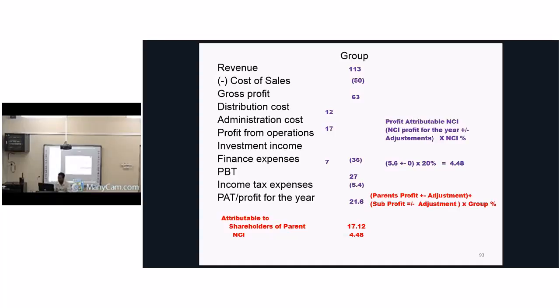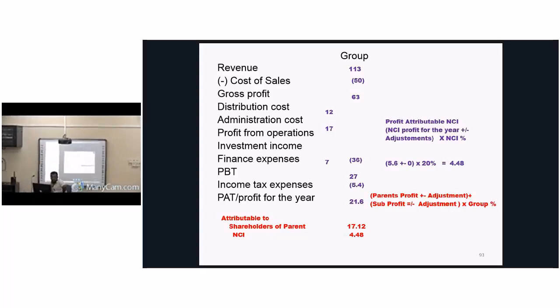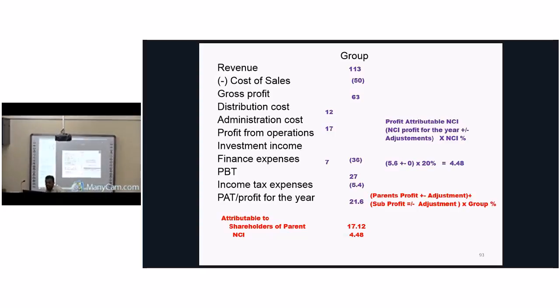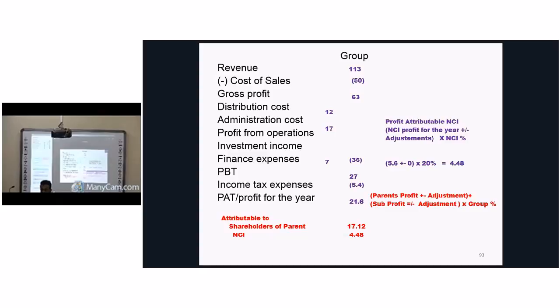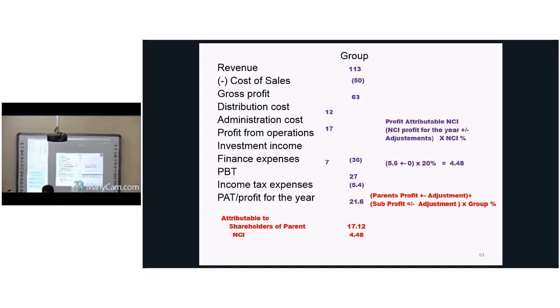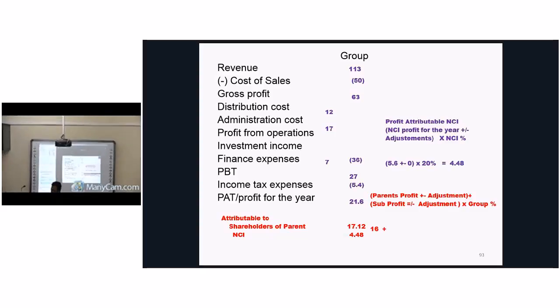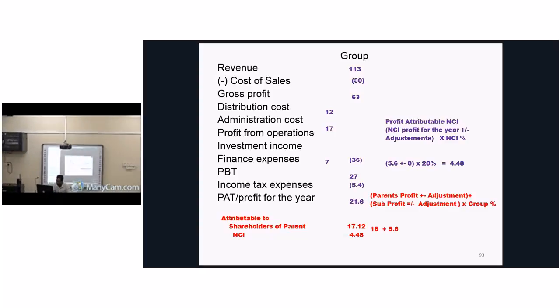Parent's profit, if there is any adjustment, in this case we don't have one. In next questions we can see some adjustments. Parent's profit for the year plus or minus adjustments plus subsidiary's profit for the year plus or minus adjustments into group percentage. Now what is the parent's profit? Look here, now I am going to take the figures. Parent's profit 16,000 for the year, no adjustment, we can take it as it is. That plus the subsidiary's profit 5.6, no adjustments again, into 0.8.